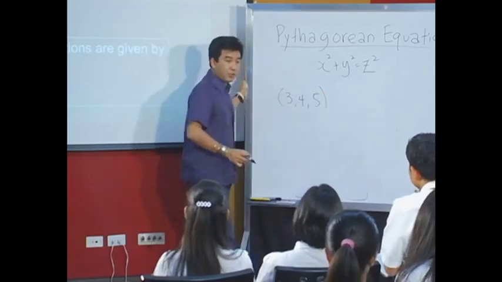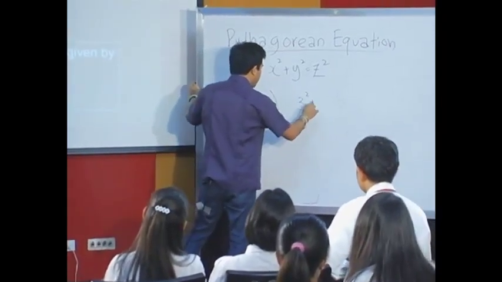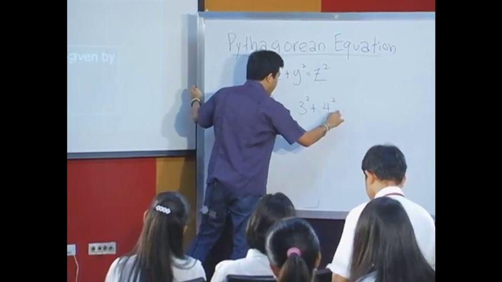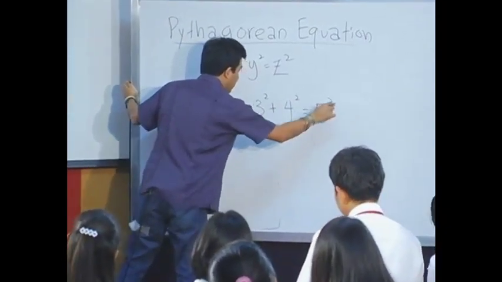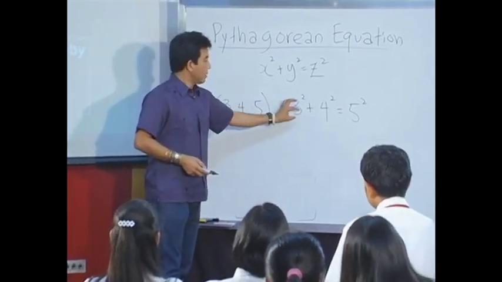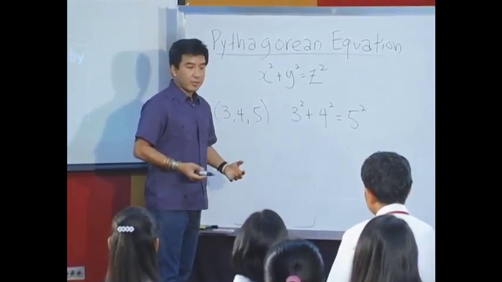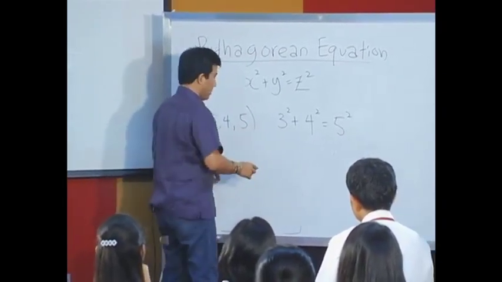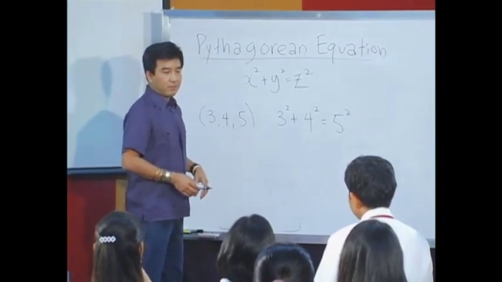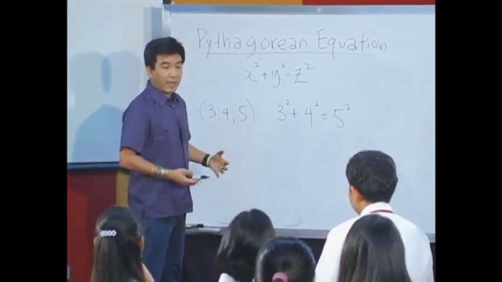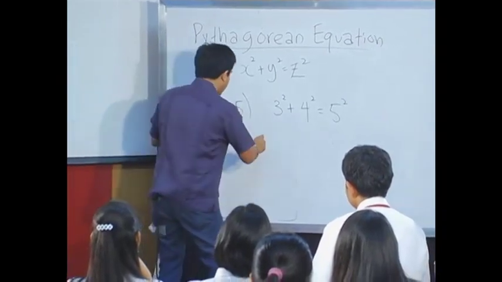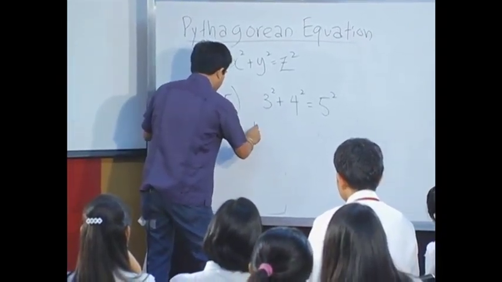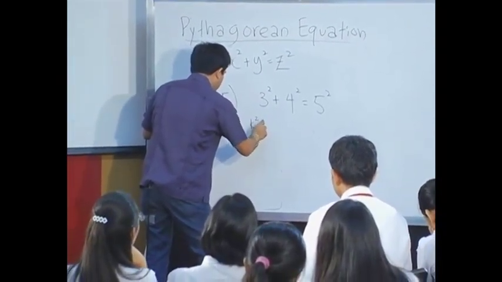(3, 4, 5) is one solution because 3 squared plus 4 squared is equal to 5 squared. In fact, we can multiply these solutions by any number. Let's multiply it by k.